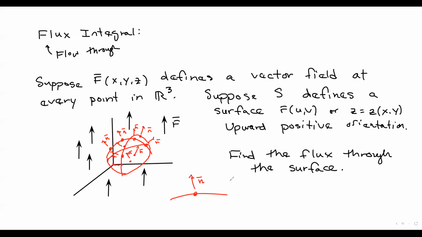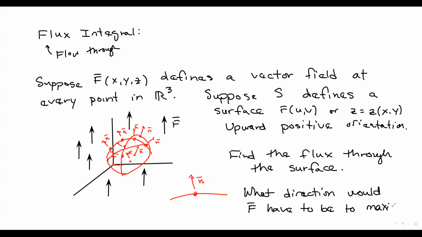If you were asked what the direction of the flow of a fluid would have to be to maximize the amount of flow at that point, what direction would F, which is modeling the fluid flow, have to be to maximize flow through the point where this normal vector is?